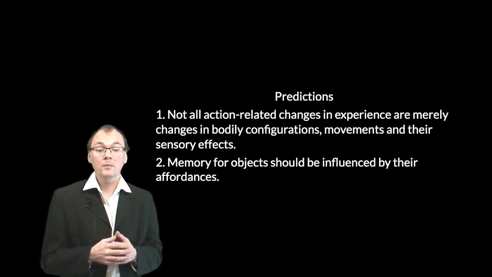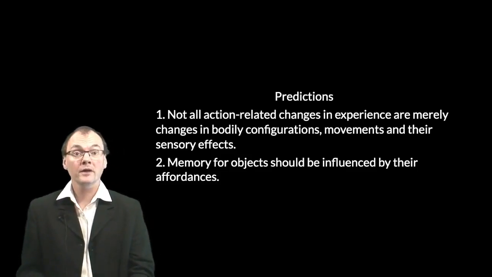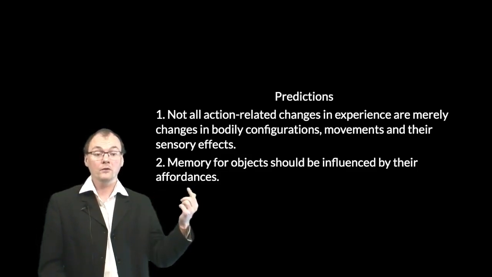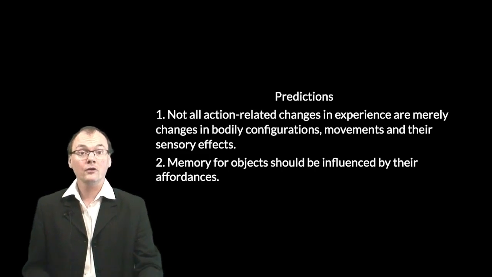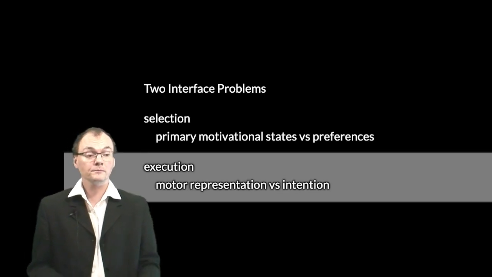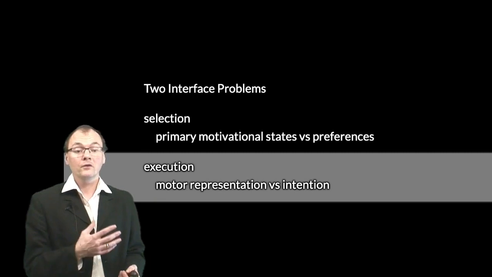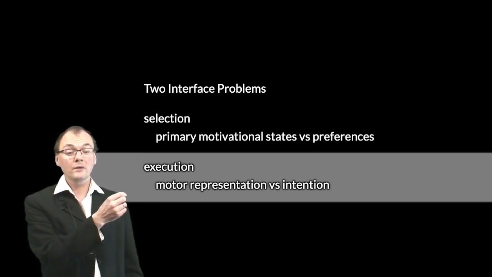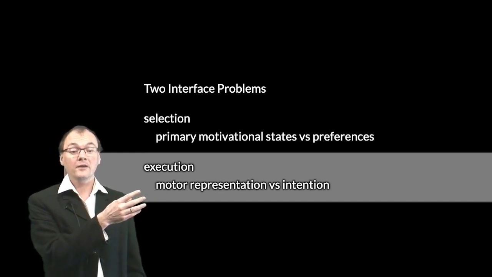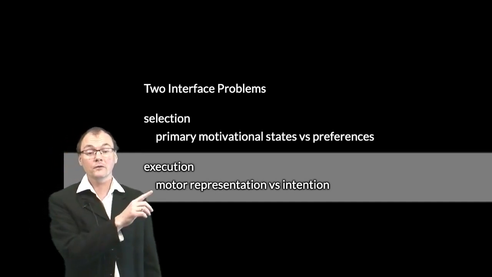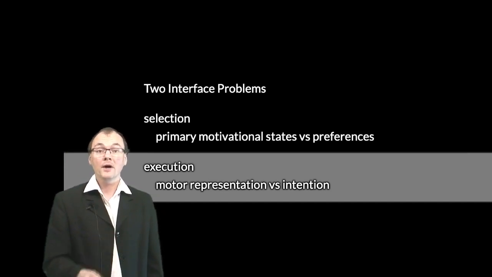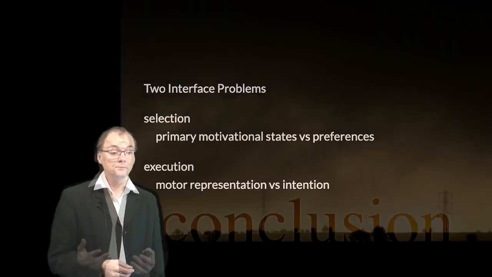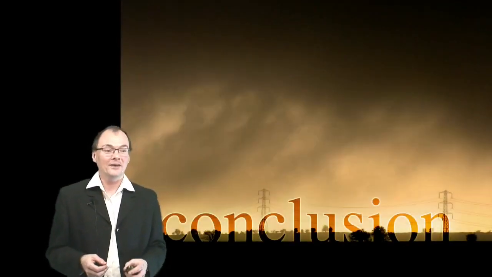Another prediction is that memory for objects ought to be influenced by their affordances, because the motor representations' structuring of experiences should correspond to the affordances. So what we've seen is that there are two interface problems, and that it's possible, although extremely difficult to know for sure, that experience may also be crucial to solving the second interface problem about motor representations coming apart from intentions. Why is this so exciting?